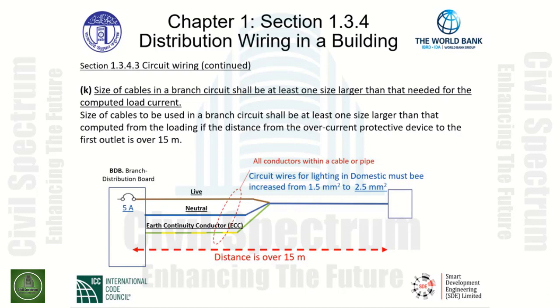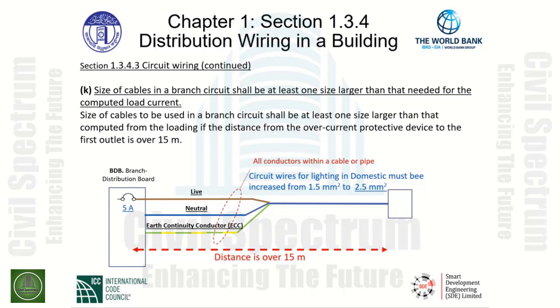Continuing on with section 1.3.4.3, circuit wiring. Item K. Size of cables in a branch circuit shall be at least one size larger than that needed for the computed load current. Size of cables to be used in a branch circuit shall be at least one size larger than that computed from the loading if the distance from the overcurrent protective device to the first outlet is over 15 meters. As an example in the diagram, we have a branch distribution board.